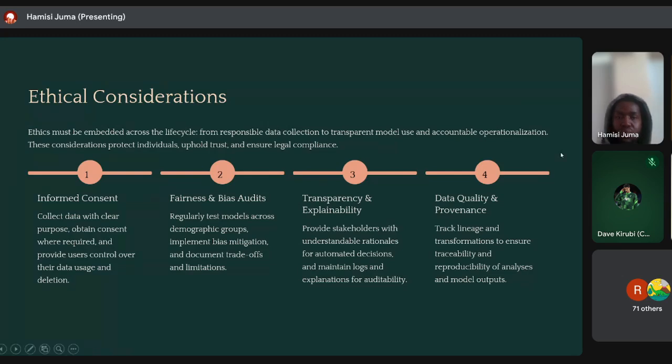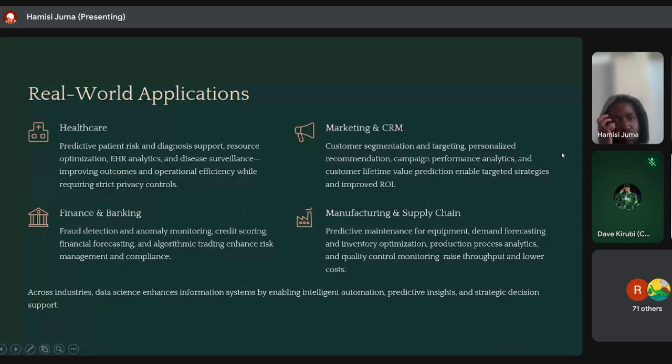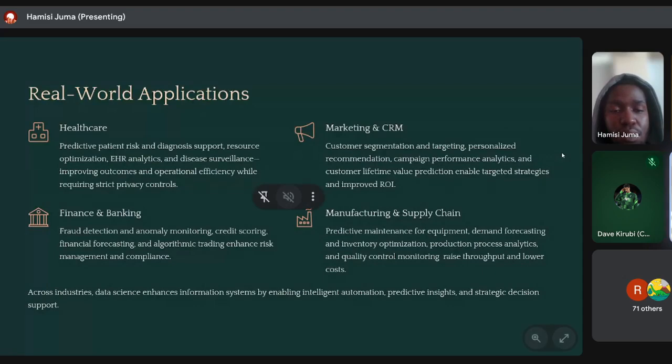Real-world applications in healthcare. We have predictive patient risk and diagnosis support, where we use historical health data to identify high-risk patients early and support clinical decisions. We have resource optimization, where we analyze patient flow and demand patterns to improve scheduling, bed allocation, and equipment use.